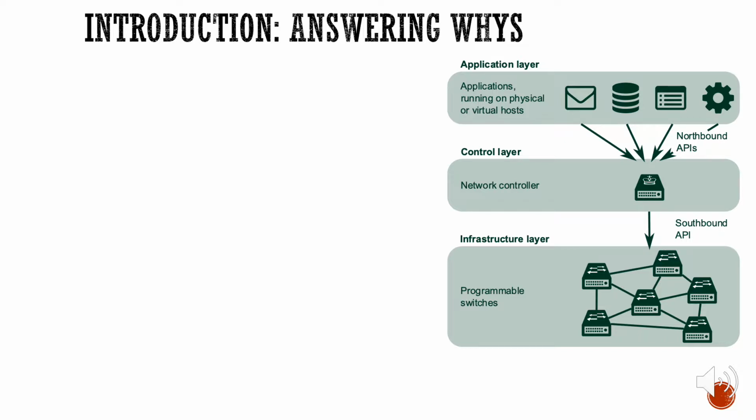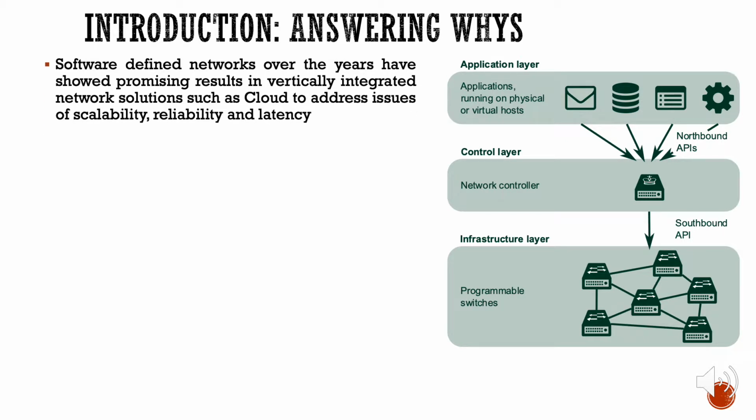As you can see in the architecture, the control plane and the data plane are separated, in which the data plane consists of the programmable switches which are dumb, and the network controller, the control plane, has all the controlling logic, that is forwarding, flow rule updation, and conflict management, and it has a global view of the entire network. On this we can build applications such as firewalls, deep packet inspection modules, and other things like load balancers, etc. SDN has been promising and has shown great results in vertically integrated networks such as cloud, which address issues such as scalability, reliability, and latency.